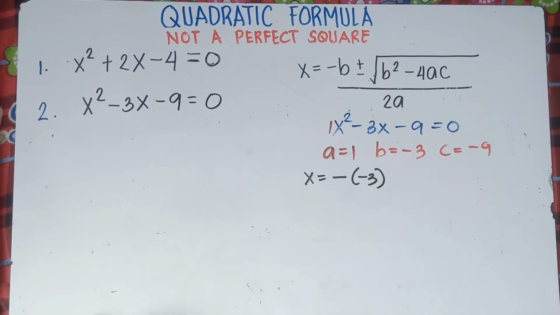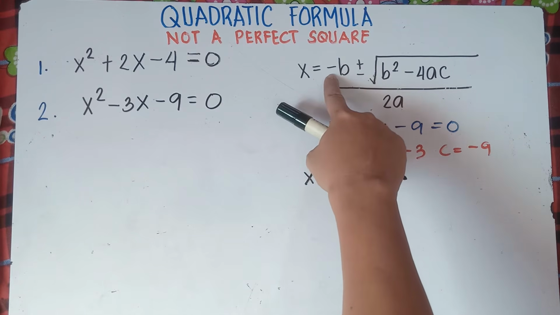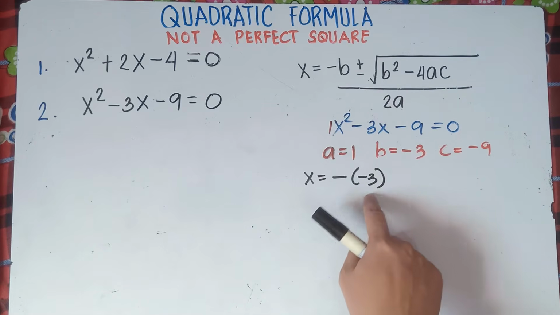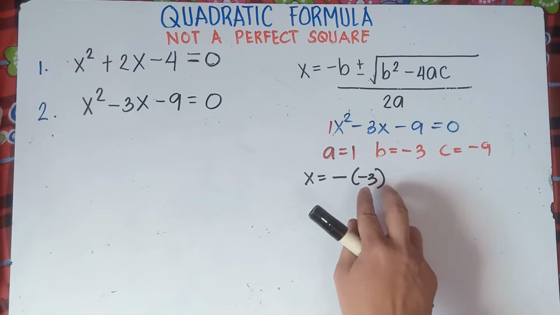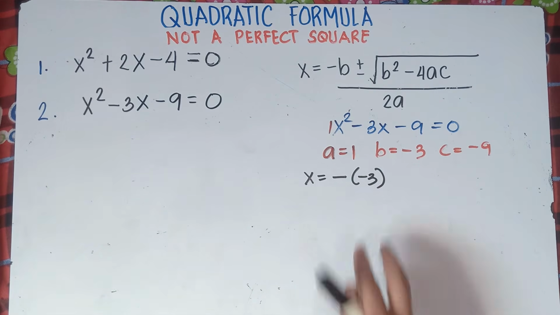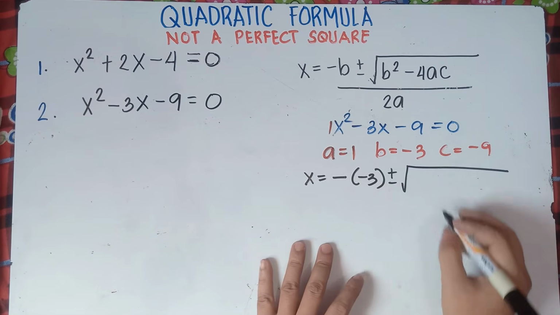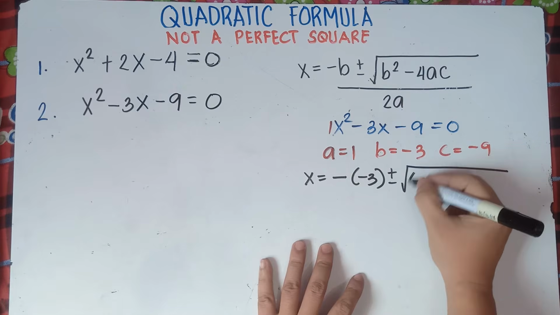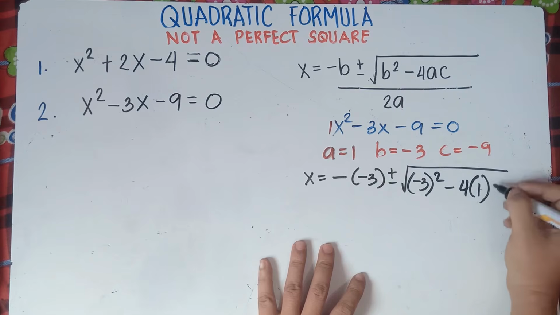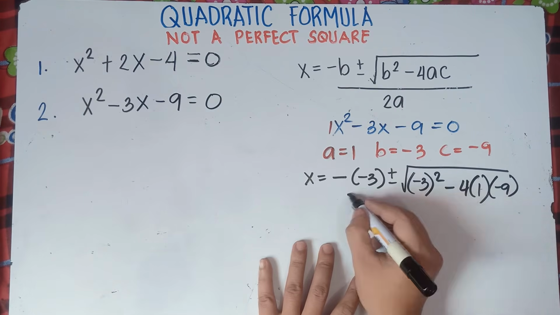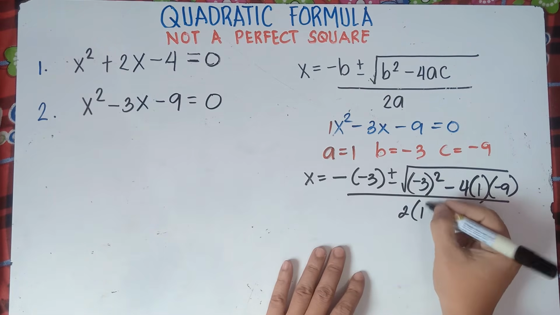So let me repeat it back. The first negative came from this given formula, which is negative b. And then this negative 3 came from the value of b. That's why we do have two negatives. Then positive negative is square root of, so negative 3, so b squared, negative 3 squared, minus 4 times a is 1, and c is negative 9. All over 2 times a is 1, 2 times 1.